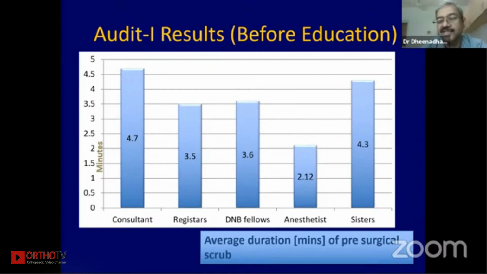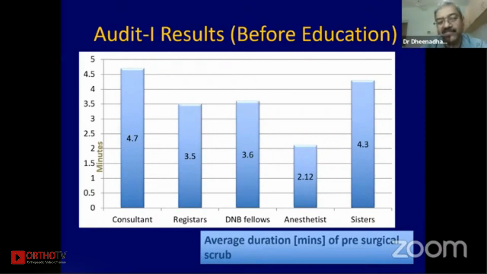You know that the scrub is done because all of them are contact antiseptics. So you need to retain the fluid in your hand for a longer time so that they act as a disinfectant. They are all contact antiseptics, so you need to have it like that.